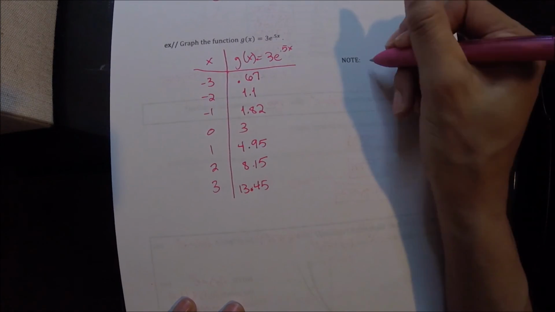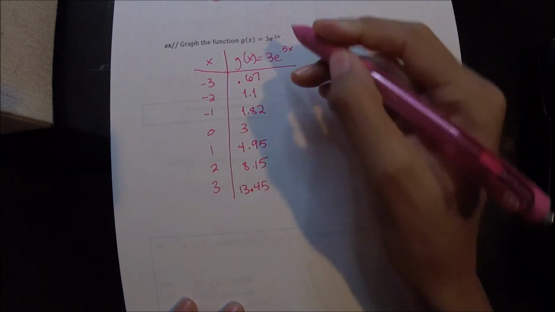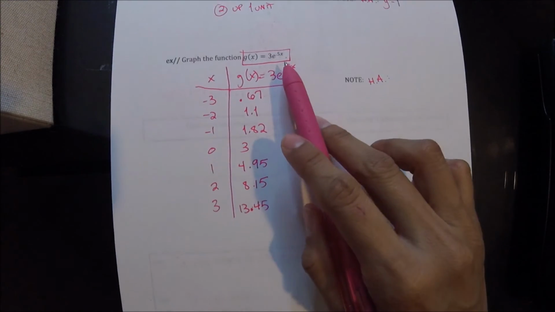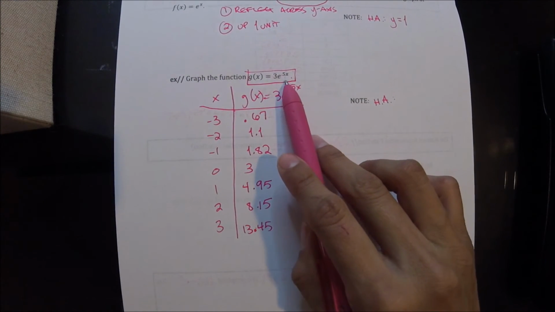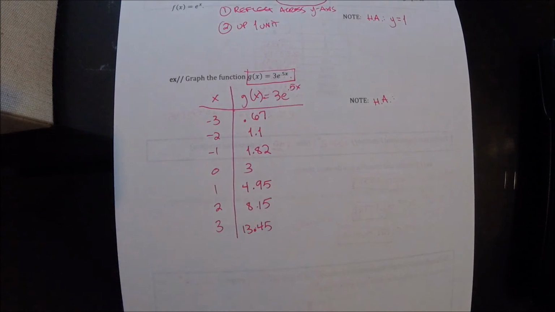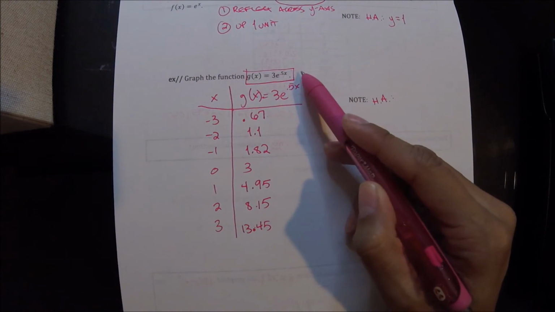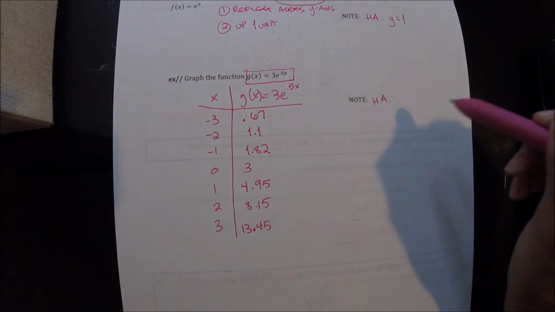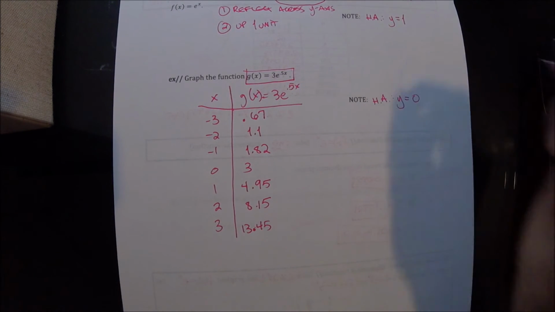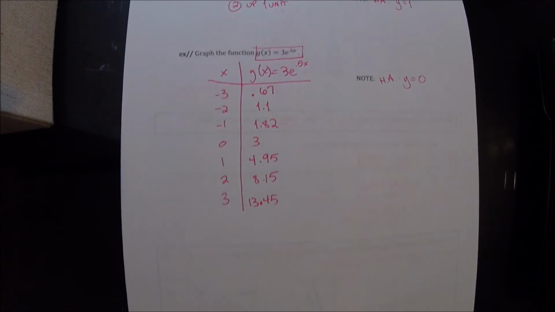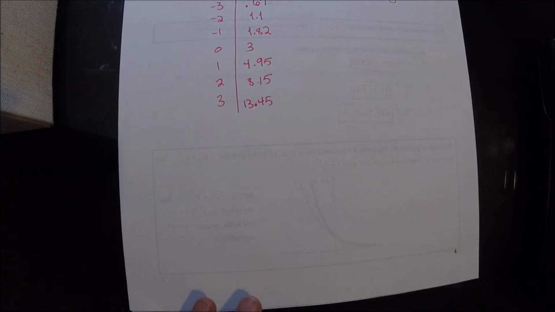And then as far as the horizontal asymptote goes, if you look at the function itself, are we moving up or down compared to the original e to the x function? We're not, because there's no plus or minus some number on the end of it. So the horizontal asymptote is going to stay at y equals 0. Okay, and now I need to graph it.